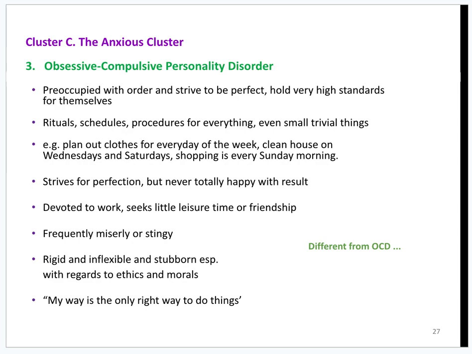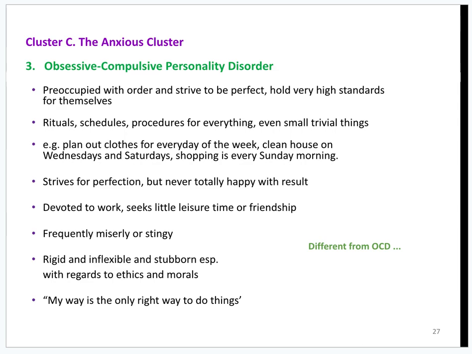Obsessive compulsive personality disorder, in this one, people are striving to be perfect. They have rituals, they have schedules, they have procedures for everything. I have examples here. So they may plan out the clothes for every day of the week. They're going to clean the house on Wednesdays and Saturdays. Shopping is done every Sunday morning. Plants are watered on Mondays and Thursdays. Just everything is laid out so that nothing gets missed and everything is perfect. But they're never totally happy with the result.